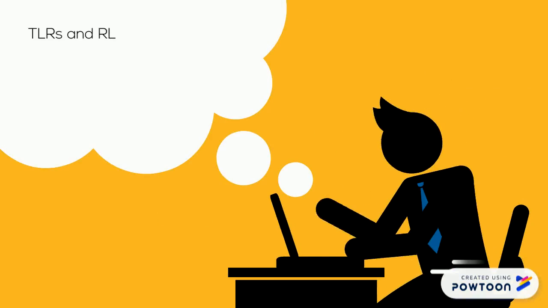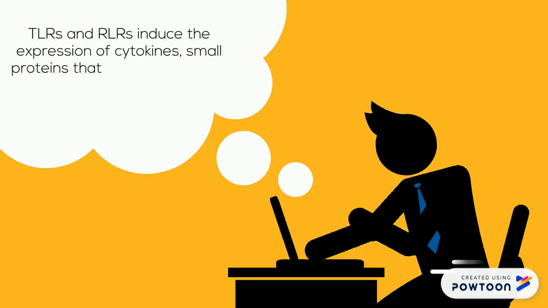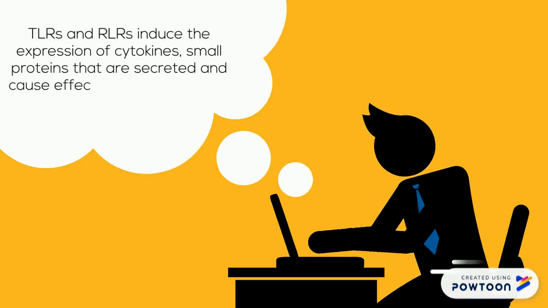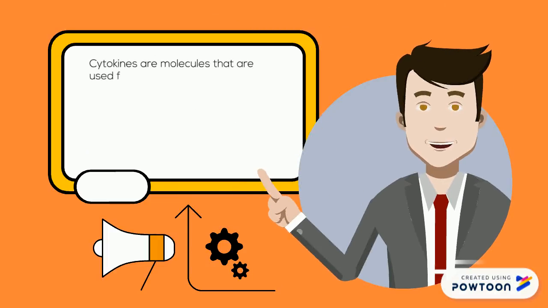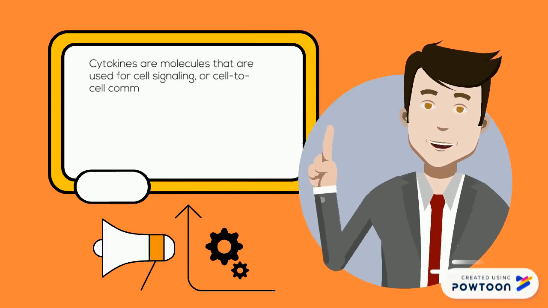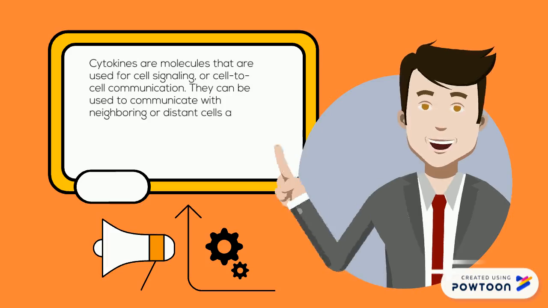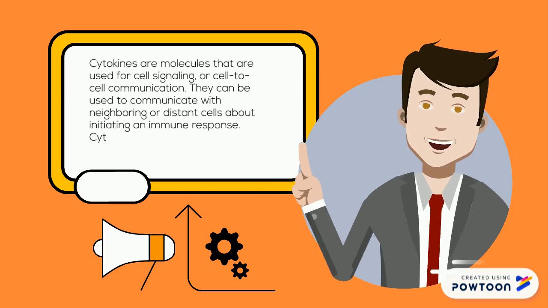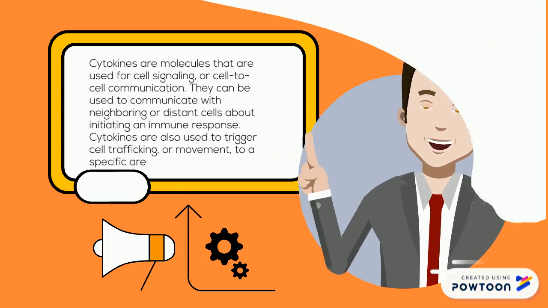TLRs and RLRs induce the expression of cytokines, small proteins that are secreted and cause effects within target cells by binding their cytokine receptors. Cytokines are molecules that are used for cell signaling or cell-to-cell communication. They can be used to communicate with neighboring or distant cells about initiating an immune response. Cytokines are also used to trigger cell trafficking or movement to a specific area of the body.